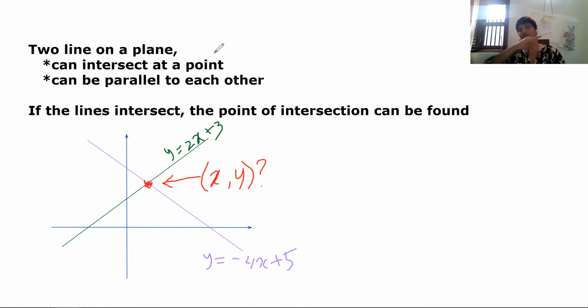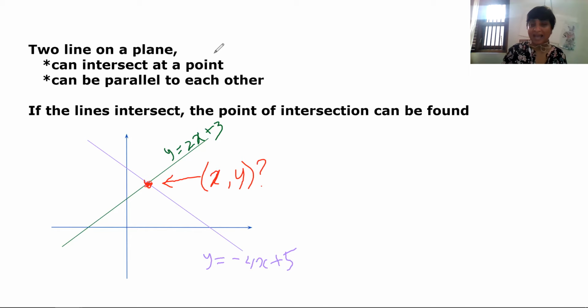Now, at the intersection point, that point where they intersect, that pair of coordinates has to satisfy the green equation as well as the purple equation, because that point is common to both lines. No other point is common to both lines. That's the only point lying on both lines. So that particular pair of coordinates has to fit into the green equation as well as the purple equation.